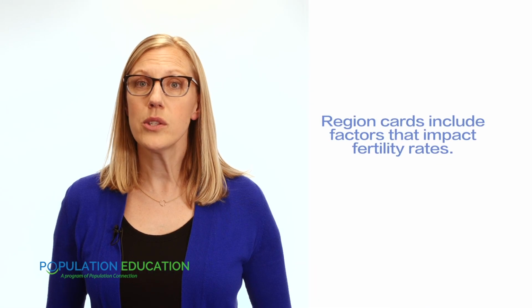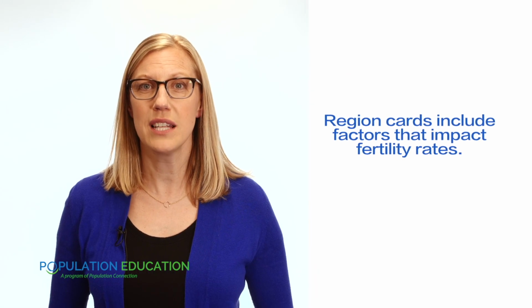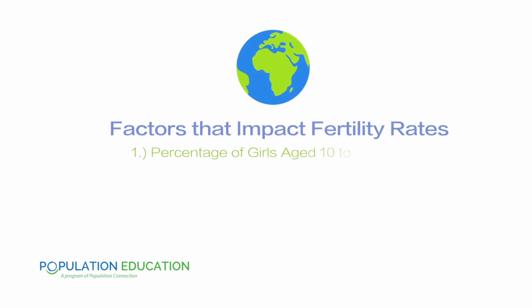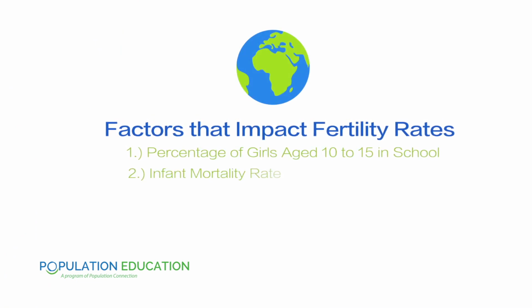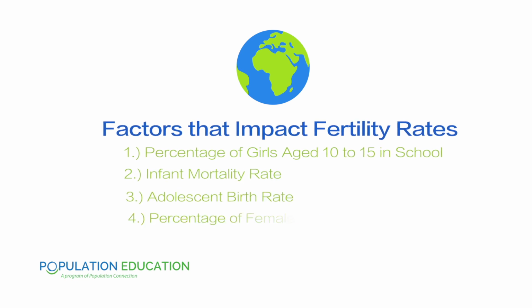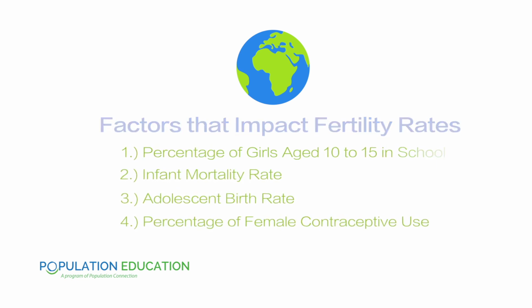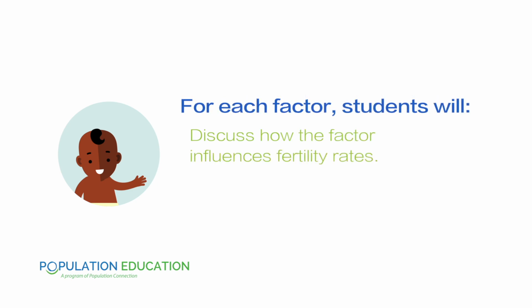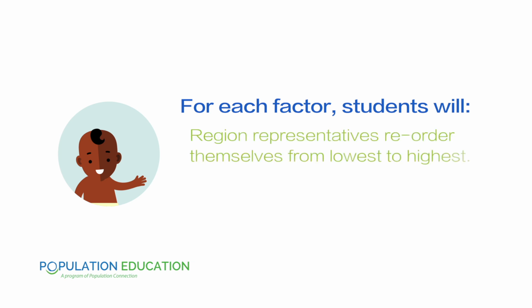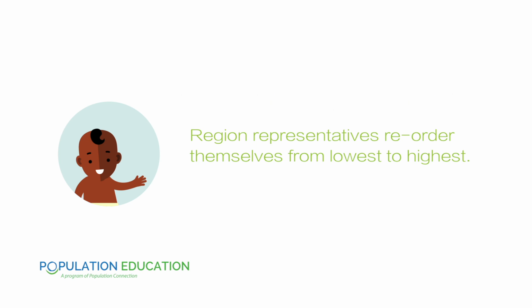Each region card also includes 4 factors that impact fertility rates: the percentage of girls aged 10 to 15 that are in school, the infant mortality rate, the adolescent birth rate, and the percentage of female contraceptive use. For each factor, students will consider and discuss how it influences fertility rates. And then the region reps will reorder themselves from lowest to highest based on each statistic. Students in the audience should write down the order of regions for each factor.